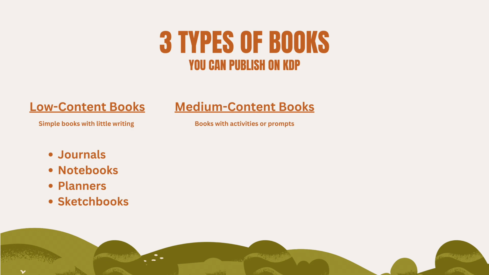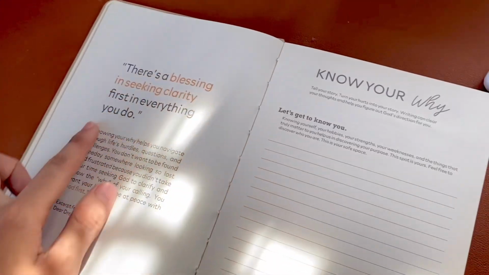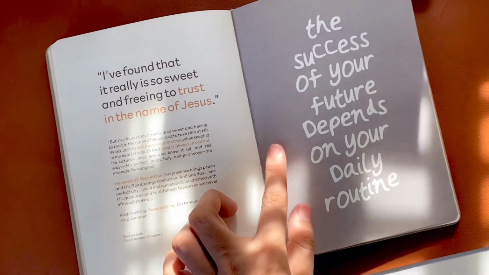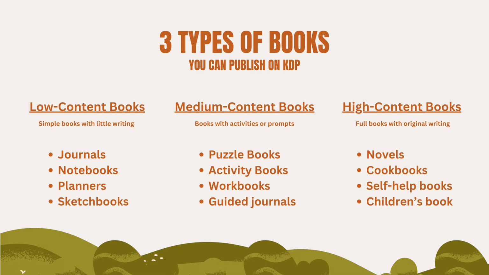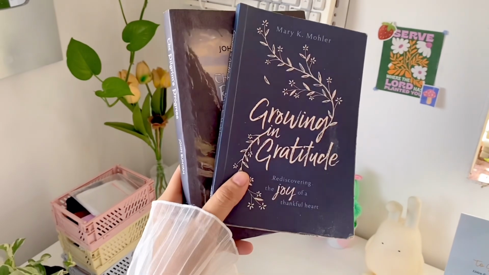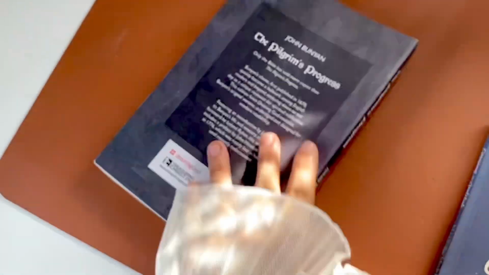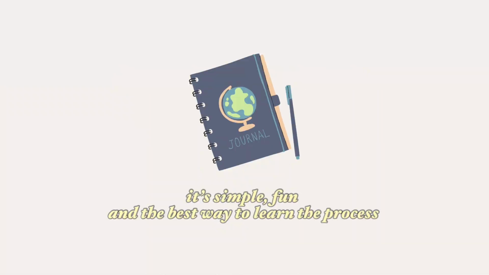Next are the medium-content books, like puzzle books, activity books, or guided journals with prompts. These need more creativity because you're designing content people actually interact with. But they're fun to make, especially if you like adding your own twist. And finally, we have high-content books. These are the big ones like novels, cookbooks, self-help books, or children's stories. They take more time since they need full writing or illustrations, but the potential is really huge if your book becomes a hit. Since I'm still new to KDP, I decided to start with low-content books. It's simple, fun, and the best way to learn the process.